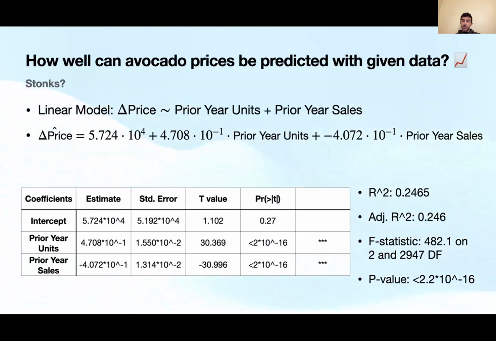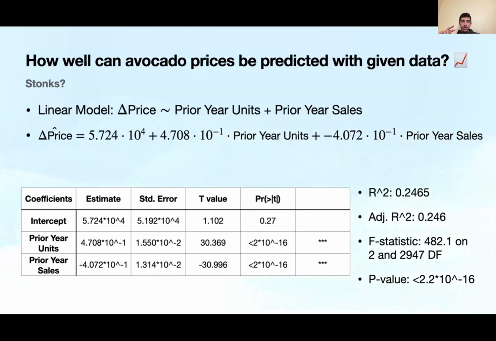Doing a linear regression model on these two predictors gives us an estimate for the intercept being around 5 times 10 to the power of 4, and for prior year units 4.708 times 10 to the minus 1, and prior year sales is negative 4.4 times 10 to the minus 1.